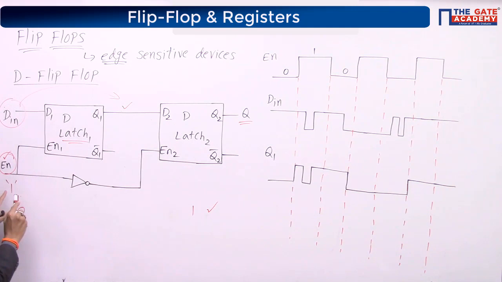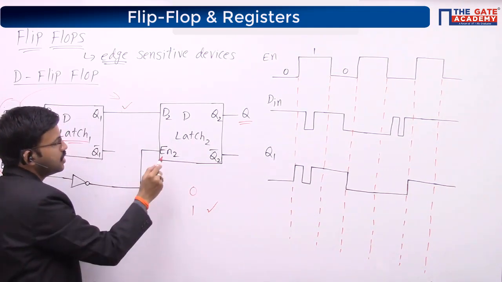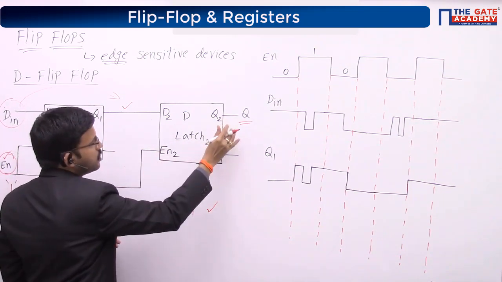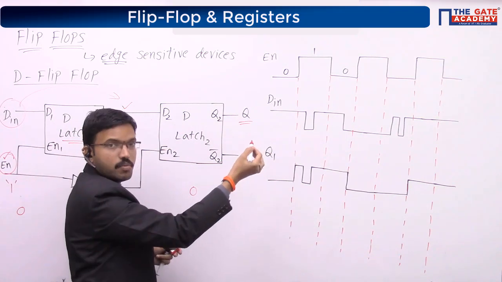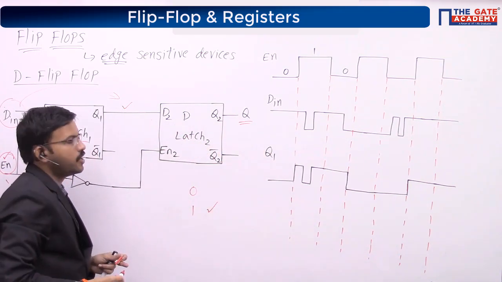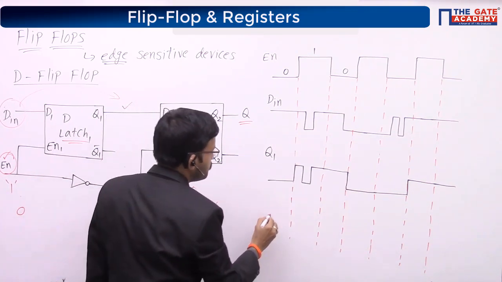At that time this output will be equal to the D2 input. If you make enable equal to 1, then the output here is 0, which means this enable is 0, so this particular latch is disabled. So the next state will be equal to the same, previous state.